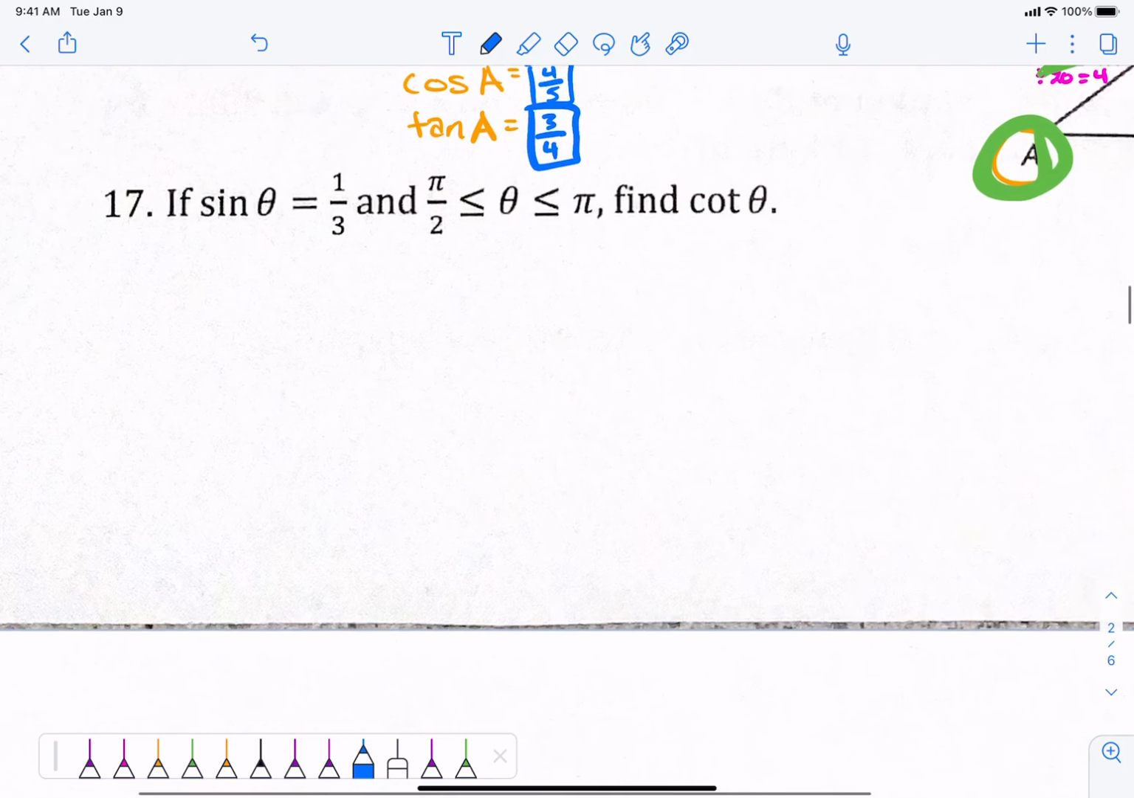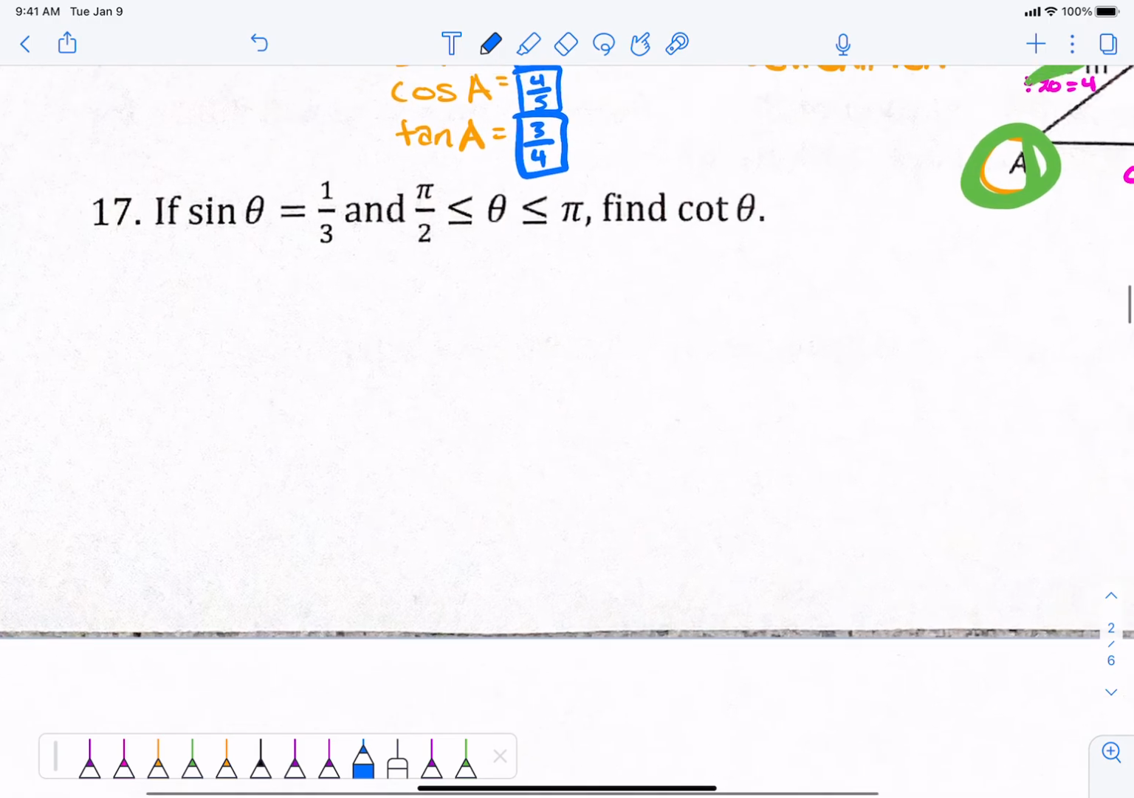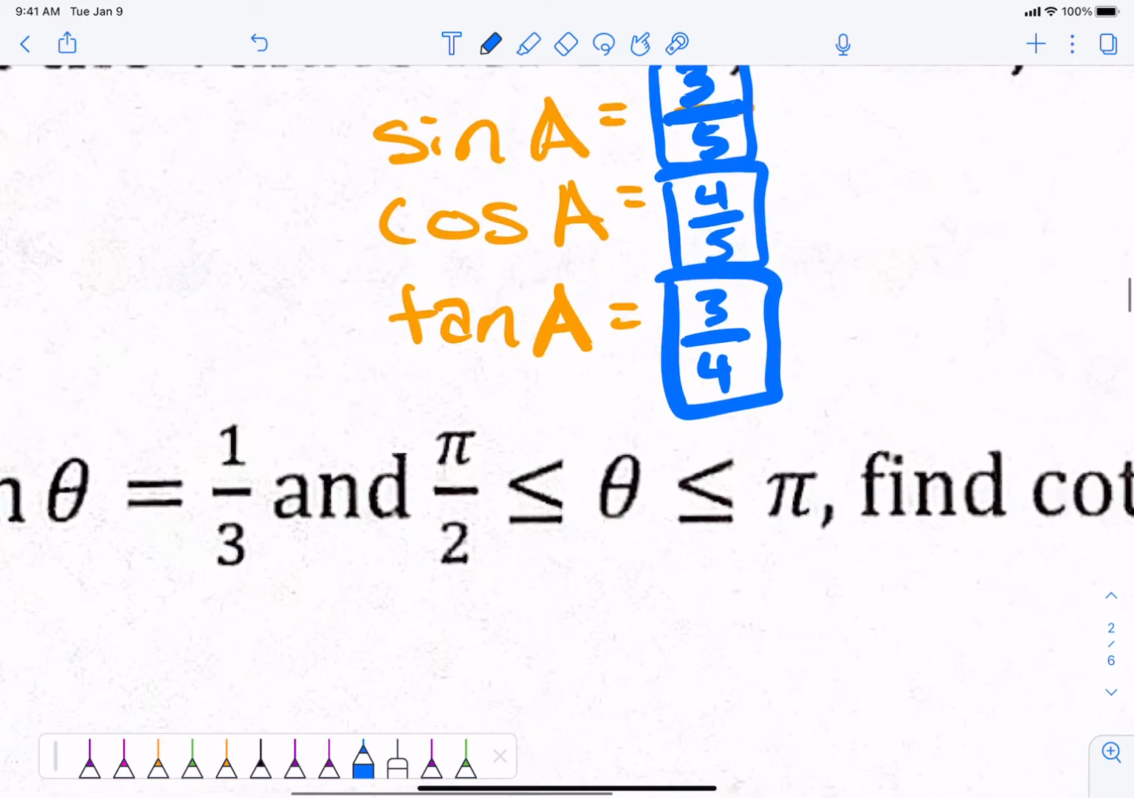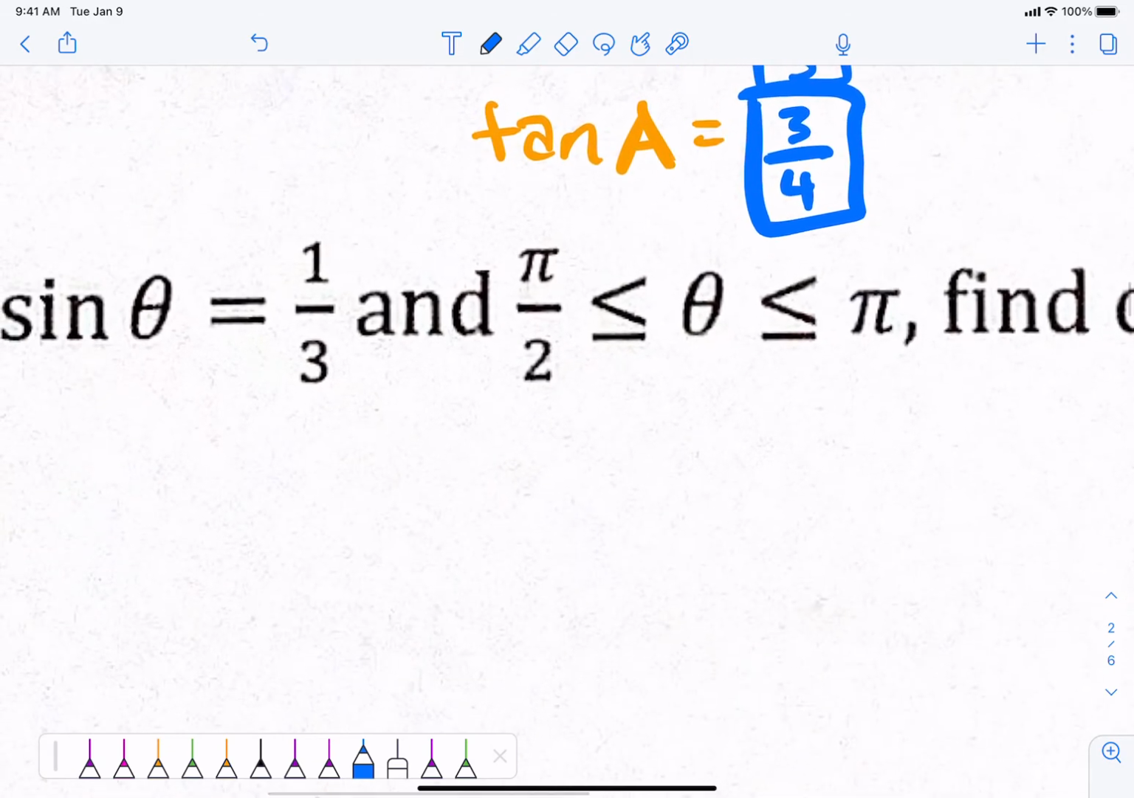There's a lot of stuff going on here. They say sine of some angle is 1/3. So what does that tell me? If sine of something is 1/3, what does sine tell you? Like, what did sine up here tell me? Opposite over hypotenuse. So I have a triangle somehow, some way, and the opposite side is 1 and the hypotenuse side is 3. That's what that tells me, okay?